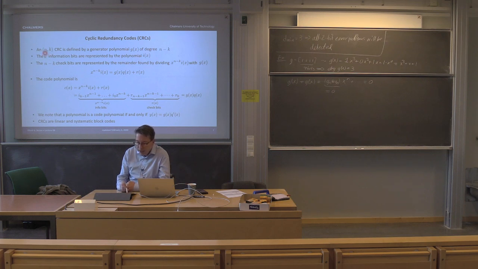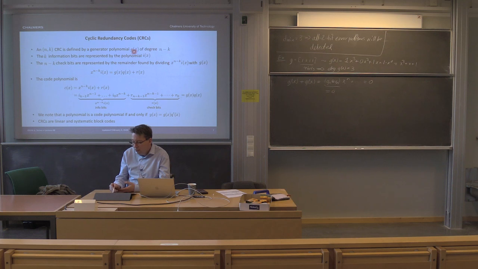So an (n,k) CRC is defined by a generator polynomial. So what defines the code is this polynomial G. That's all we need to know. Okay? G is the definition of the code. So once we have G, we know everything there is to know about the code. Or rather, we can generate code words, we can decode code words, and check if a received pattern is a code word, and so forth.